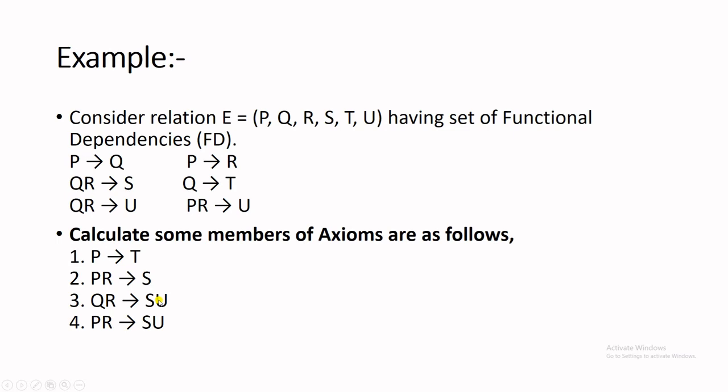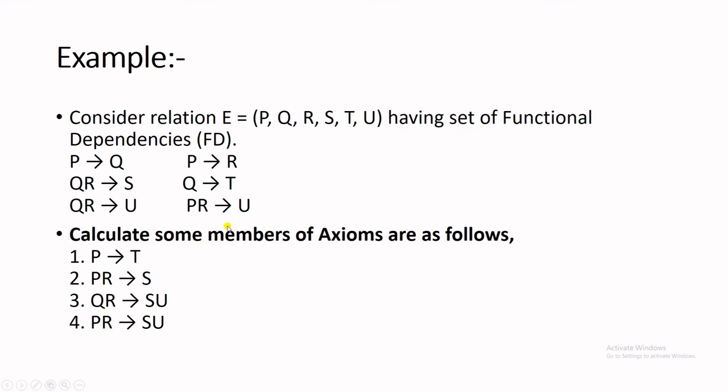Next is QR → SU. We have two functional dependencies, QR → S and QR → U. When we perform a union operation of these two, we get a new functional dependency QR → SU. Last, PR → SU. Now we have the functional dependency PR → U as well as PR → S. By using the rule of union again, we get the new functional dependency PR → SU.